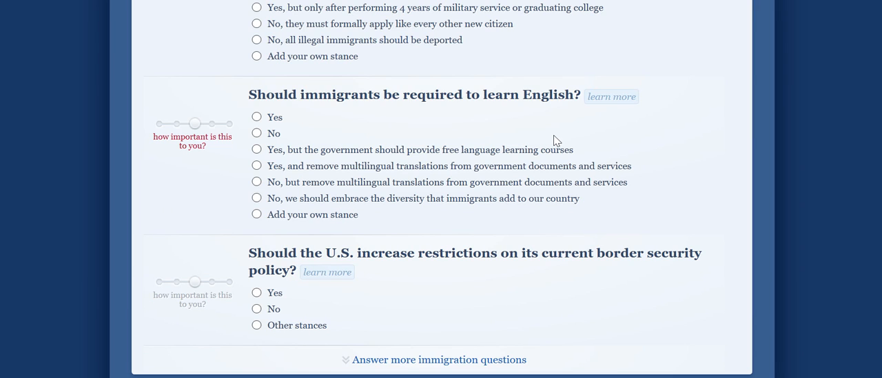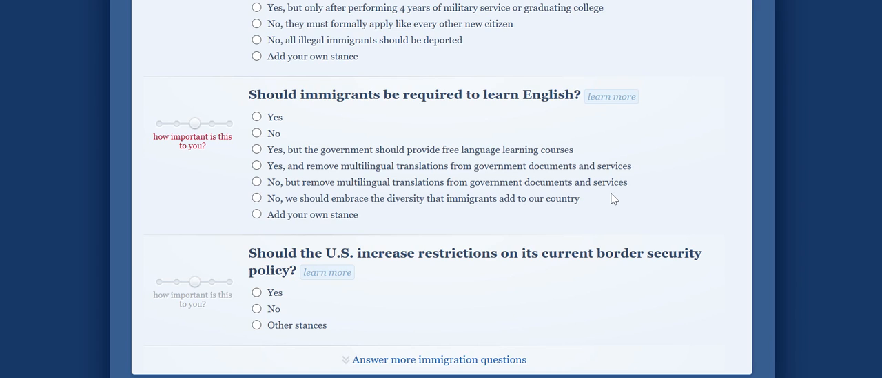Yes, no, yes, but the government should provide... I missed these ones the last time I took the test, for the record. That's why I'm doing them now. Yes, no, yes, but the government should provide free language learning courses. Yes, and remove multilingual translations from government documents and services. No, but remove multilingual translations from government documents and services. No, we should embrace the diversity that immigrants add to our community.